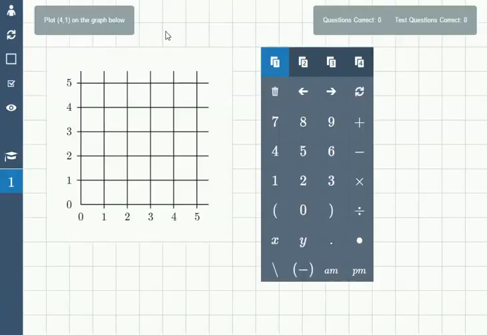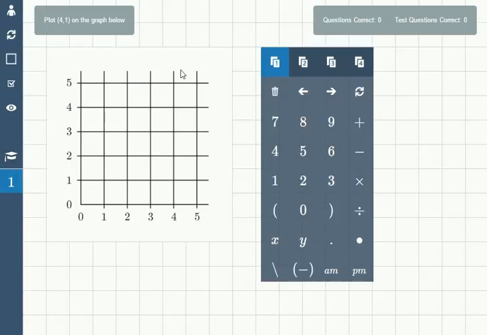To answer this question, we need to plot the point 4, 1 on the graph below. To do that, we need to know which of these values is the x coordinate and which is the y coordinate. The way I like to remember it is that x comes before y in the alphabet, and so it also comes before y in our coordinate. So the first number is the x value, and the second number is the y value.